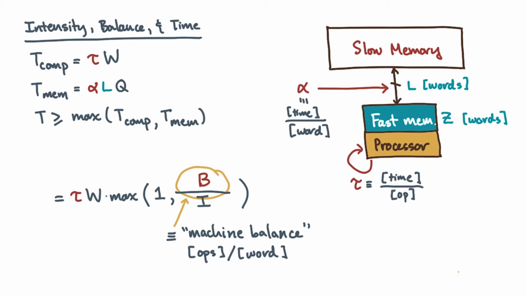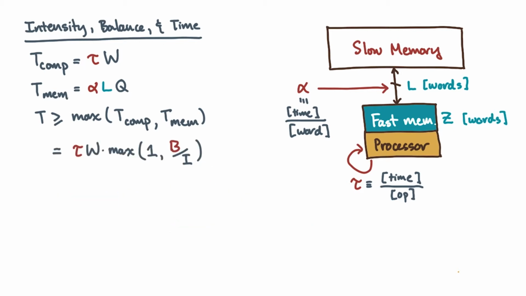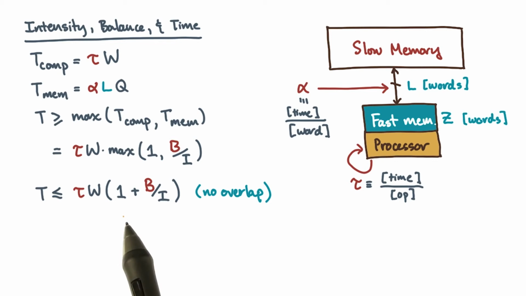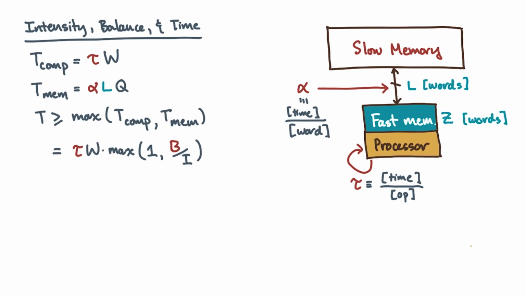Okay, so what we have now is a general formula for the minimum possible execution time in terms of the balance of the machine and the intensity of the algorithm. For completeness, we could also estimate the maximum time for a computation in this model. It's basically the sum rather than the max. That's because if there's no overlap, you have to pay for computation and communication, one after the other. Okay, so we have a formula to estimate the minimum execution time.